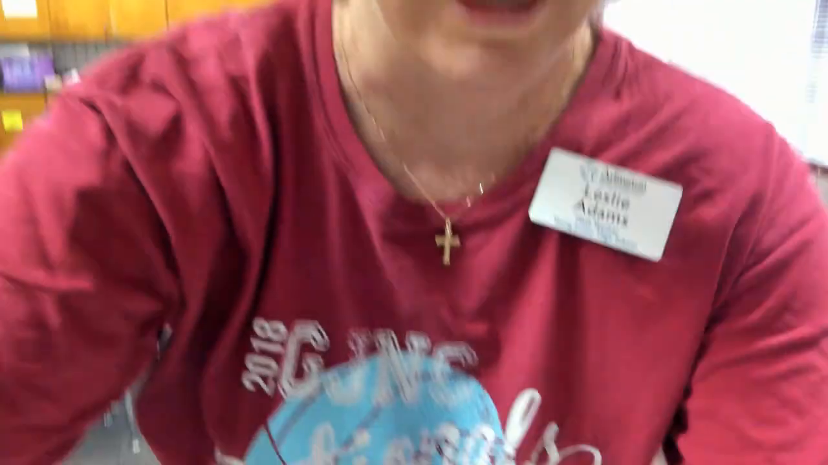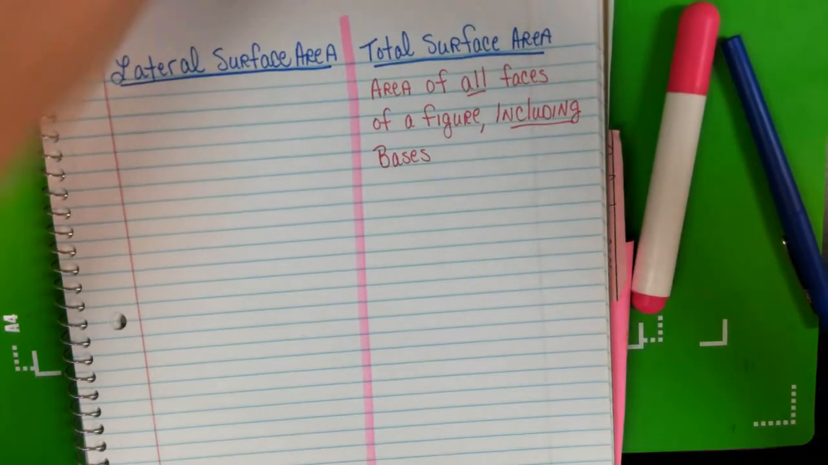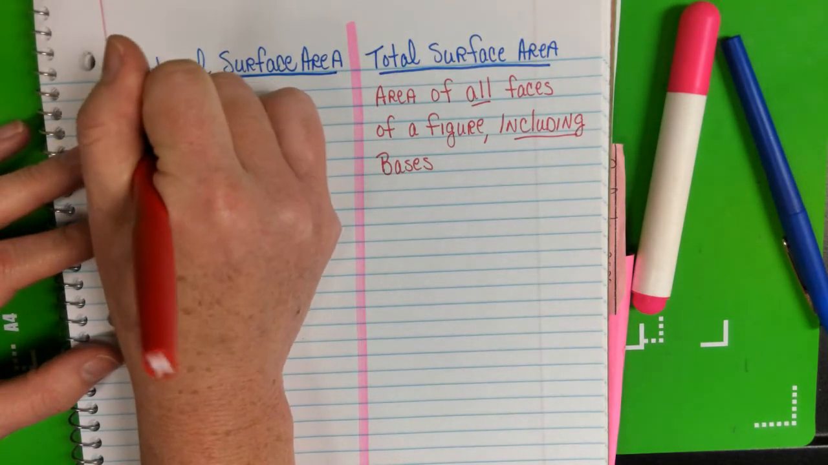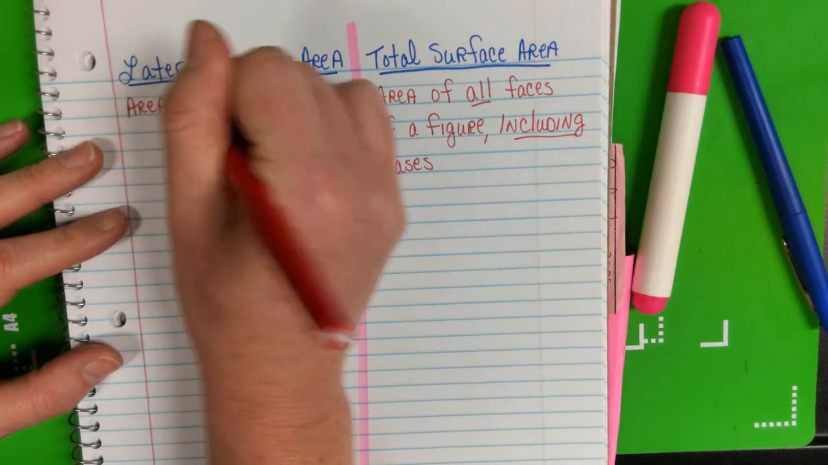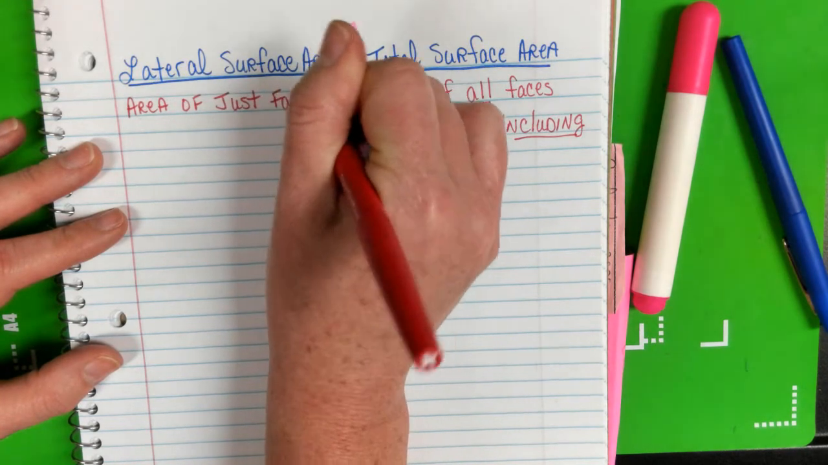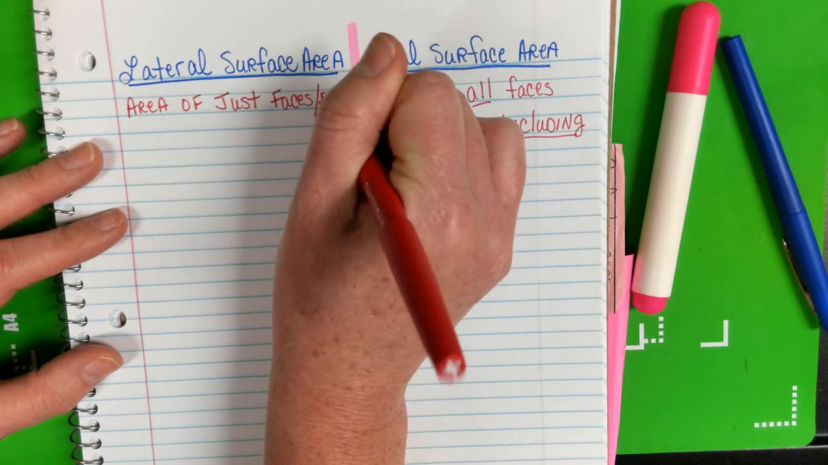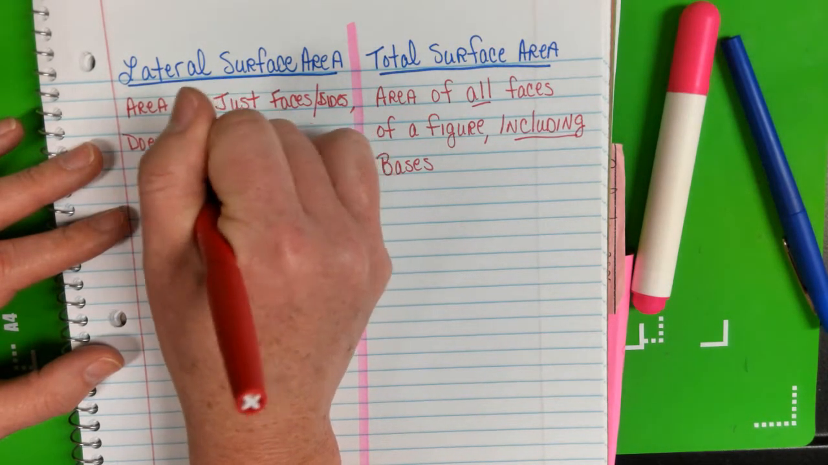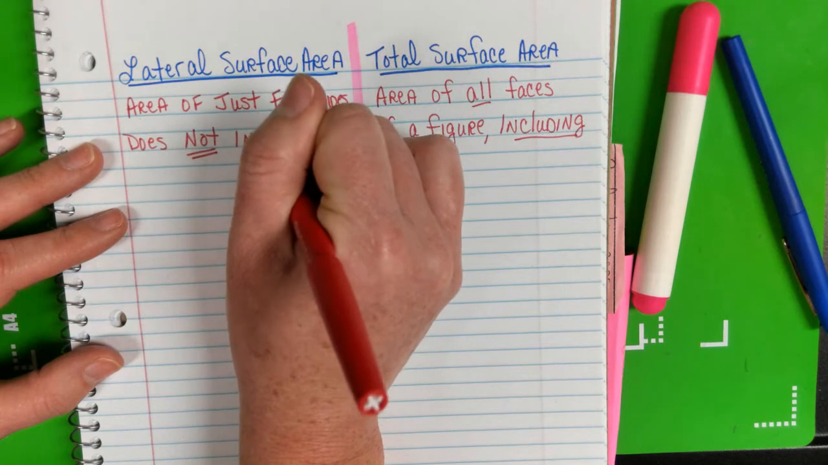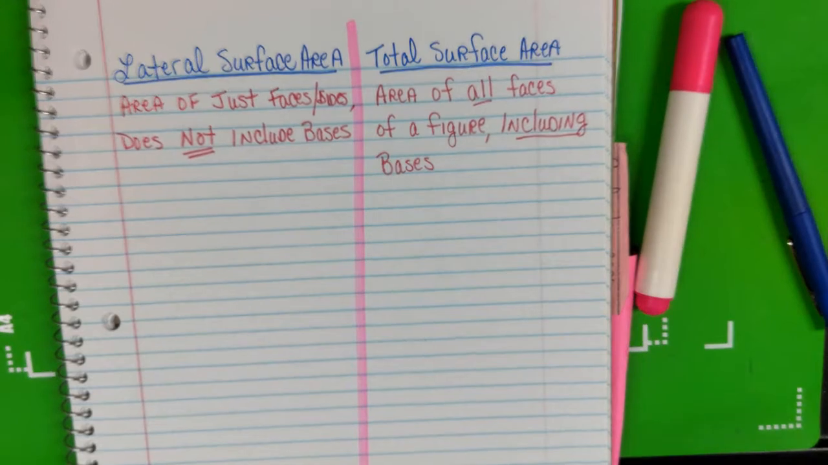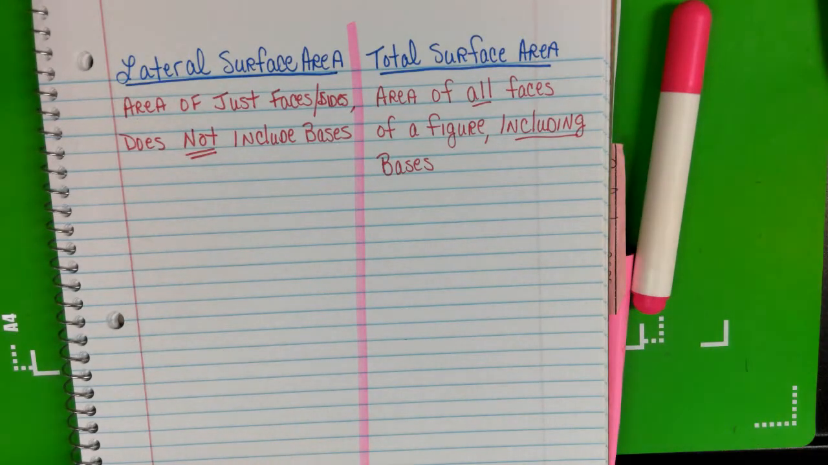Okay, so let's write that down. Lateral surface area is the area of just the faces or sides. It does not include the bases.